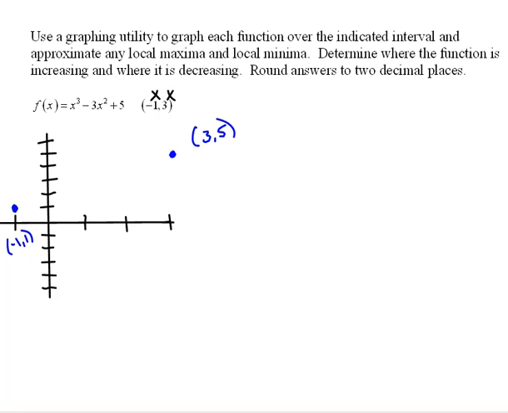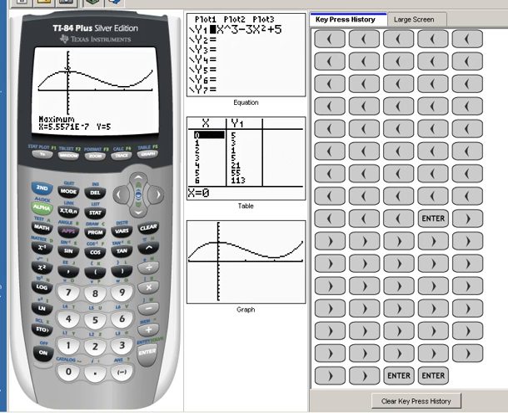Alright, when we finished up in the last video, we had found that maximum at the point (0, 5). So I'm going to go ahead and plot that right there. So it looks like our graph is coming up something like this, and then it's moving around. Okay, so back to our calculator screen.